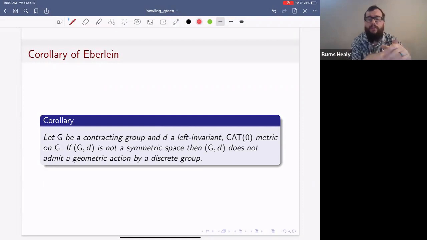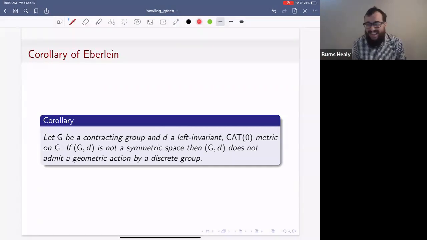Like the majority of the nilpotent groups that I think of, for example, are Malcev completions of finitely generated nilpotent groups. So those obviously admit geometric actions sort of by construction. So here we have a class of Lie groups that don't look like finitely generated groups. But there's this maybe unsatisfying thing.